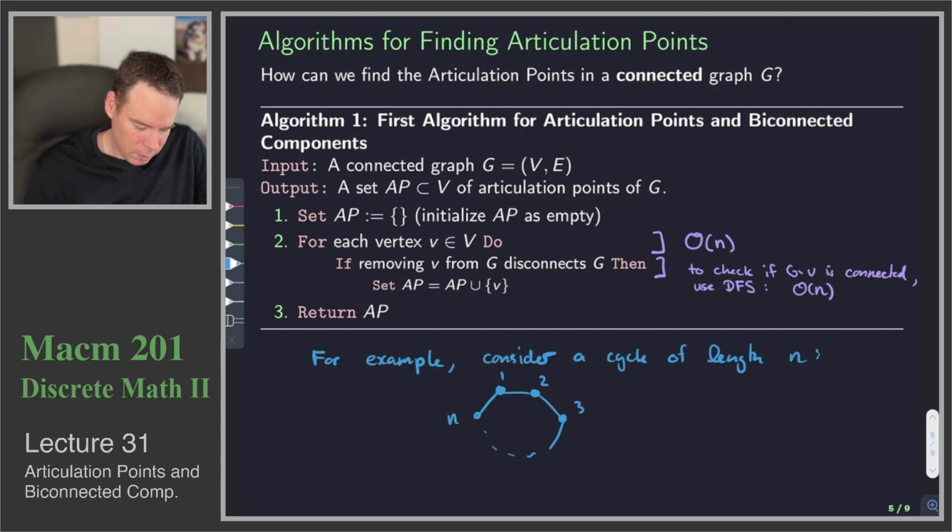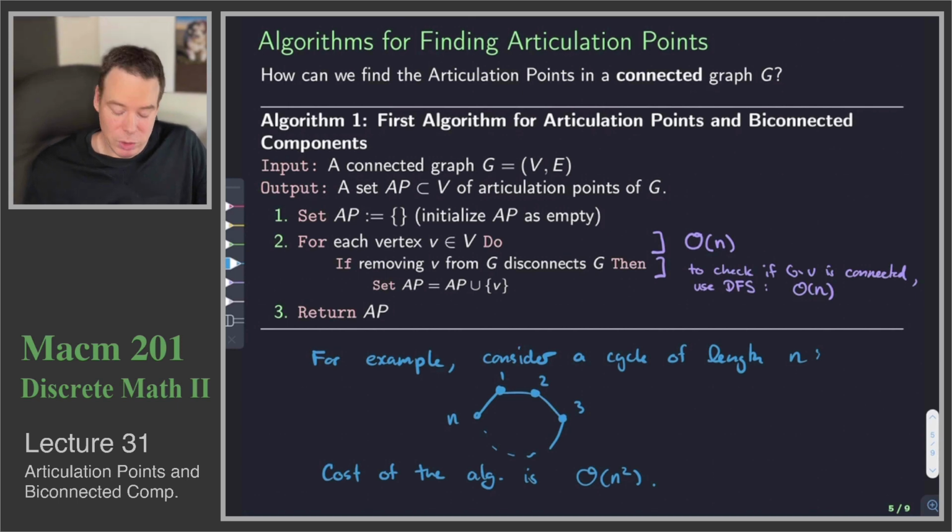And therefore, we're going to loop n times, and on each check, we use the algorithm DFS of order n, and so it's of order n squared to do this full algorithm. So the cost of the algorithm is order n squared. And so the big question is, can we do better? It would be great if we could come up with an algorithm that runs in linear time rather than quadratic time. Nice improvements on speed if we could do that.